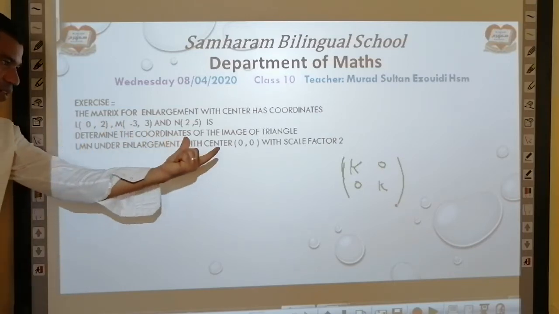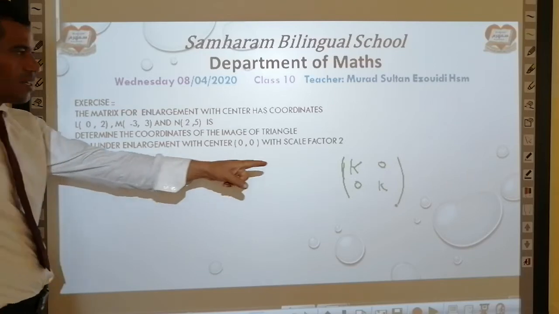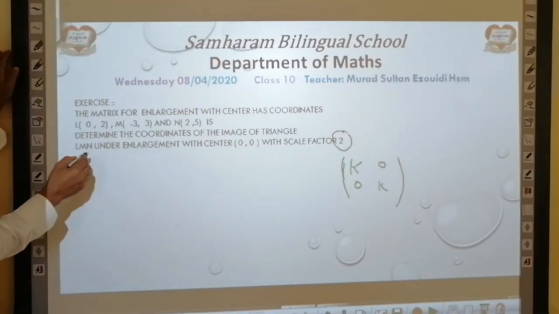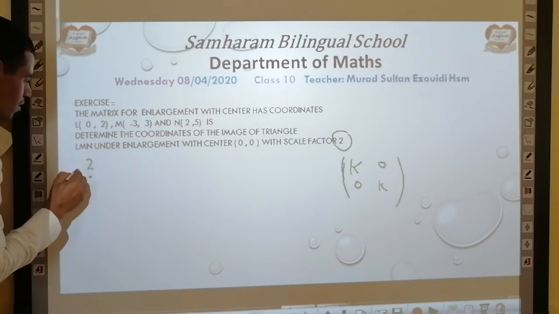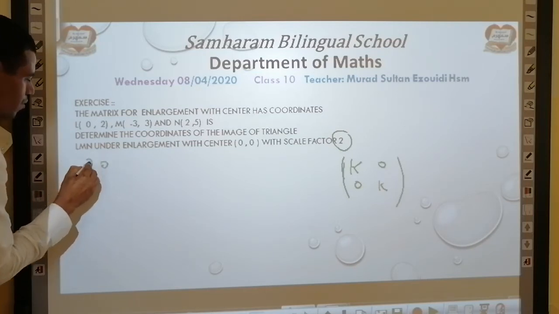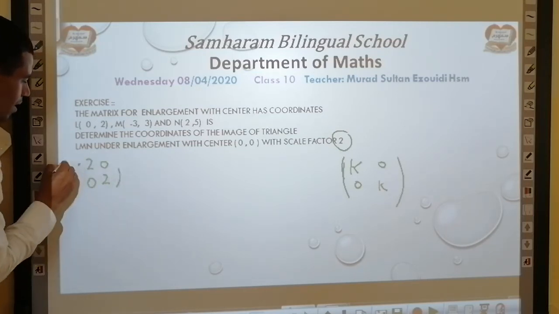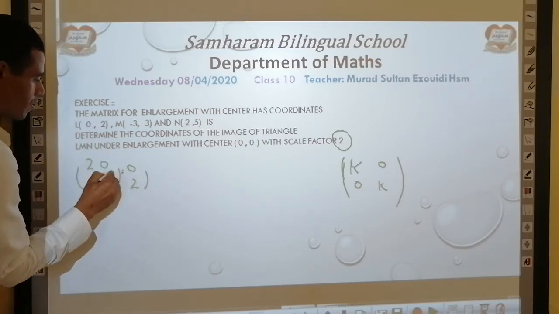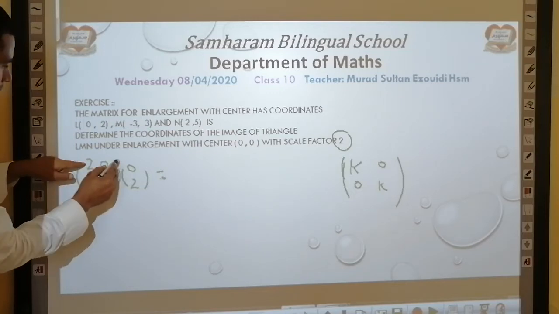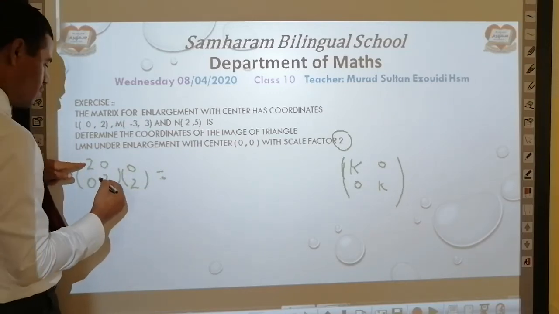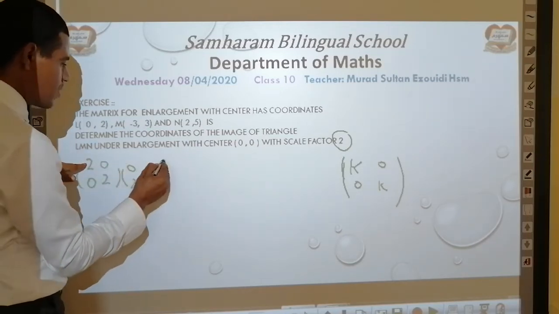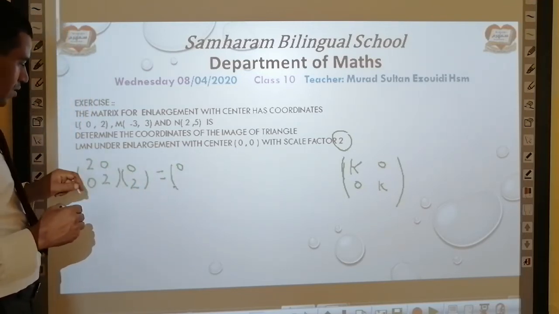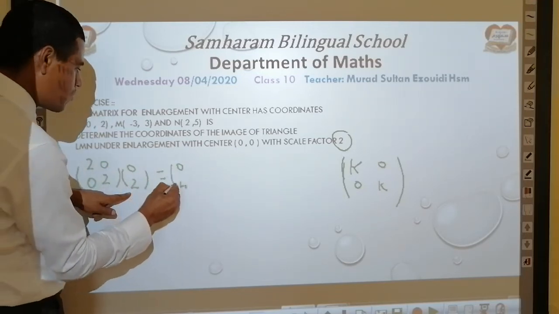I will multiply this matrix by this one. But k here is 2. So I will just write 2, 0, 0, 2, multiplied by 0, 2. This one should be equal: 2 by 0 is 0, 0 by 2 is 0, 0 plus 0 is 0. Then 0 by 0 is 0, 2 by 2 is 4.